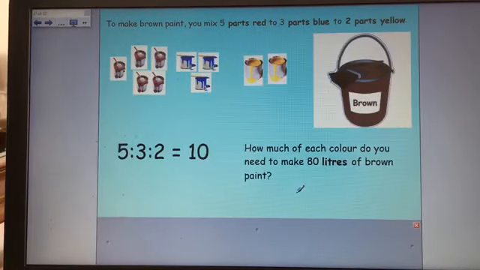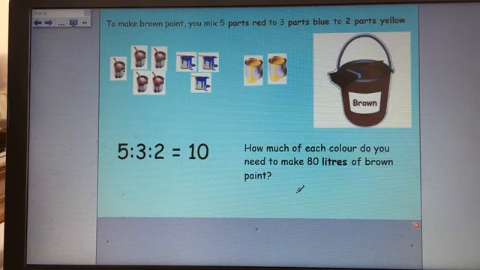Okay, so this one says, to make brown paint, you need to mix 5 parts red with 3 parts blue to 2 parts yellow. And then that will give you 10 parts brown. So let's just call them litres now, because we're working in litres. So 5 litres of red, 3 litres of blue and 2 litres of yellow will give you, if you mix them all up, 10 litres of brown.